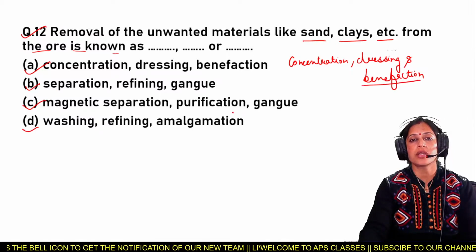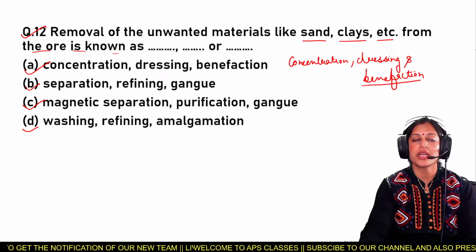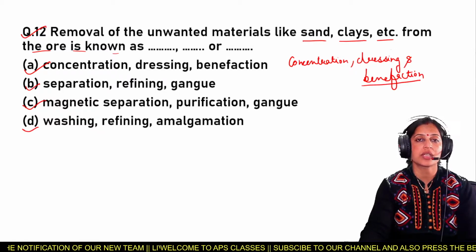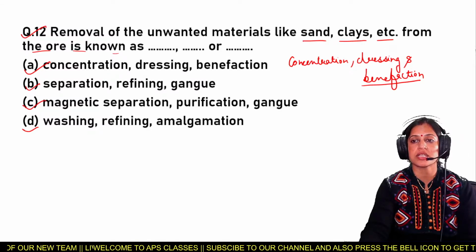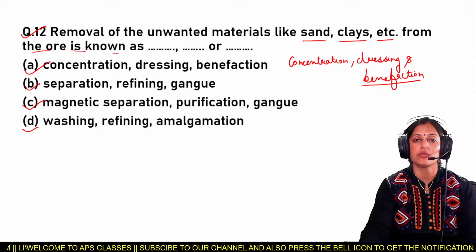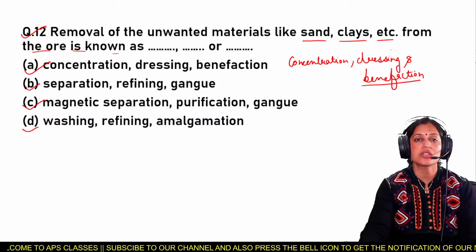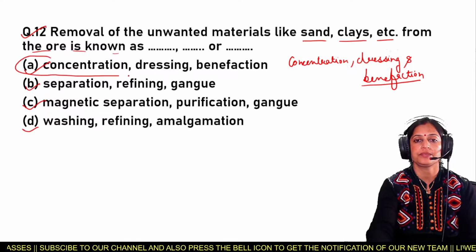So removal of the unwanted materials like sand and clay from the ore is known as first concentration. After the concentration, the most important step is dressing, and when the dressing is complete, the most important process involved in the removal of unwanted materials is known as beneficiation. So here this is the right answer.